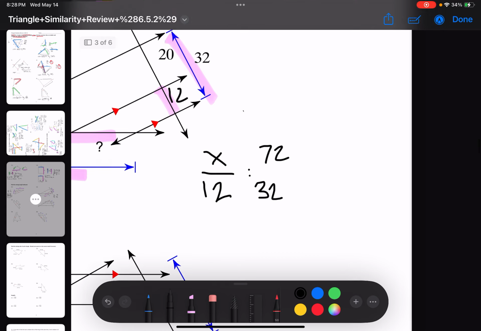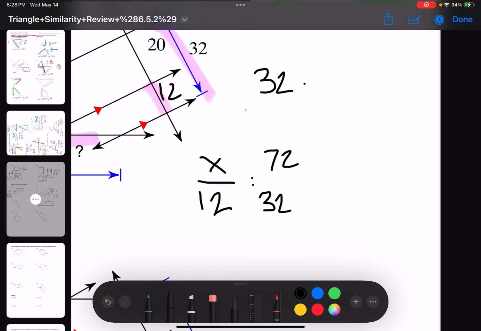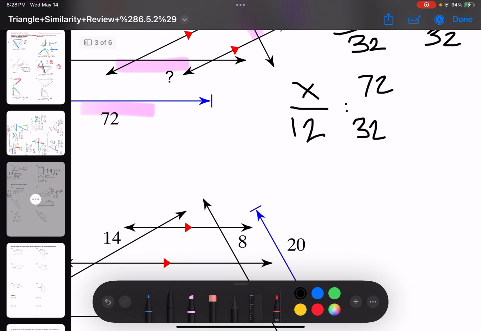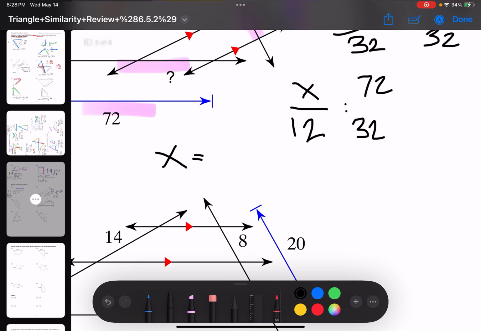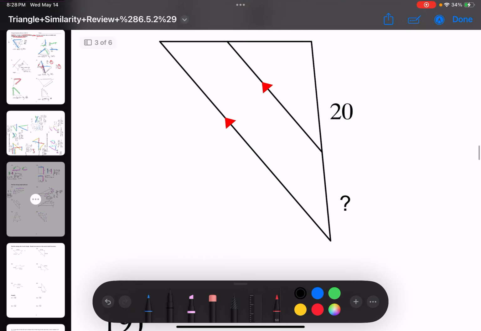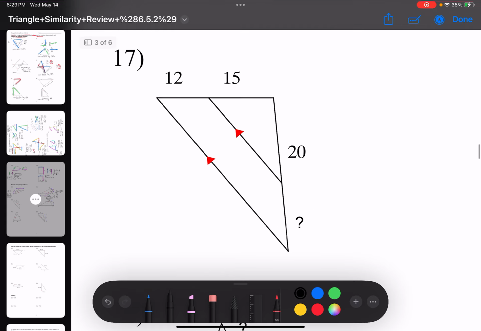That is equal to 32x, which is equal to 864, which is divided by 32. That is equal to x equals 27. Boom. Okay, next one.